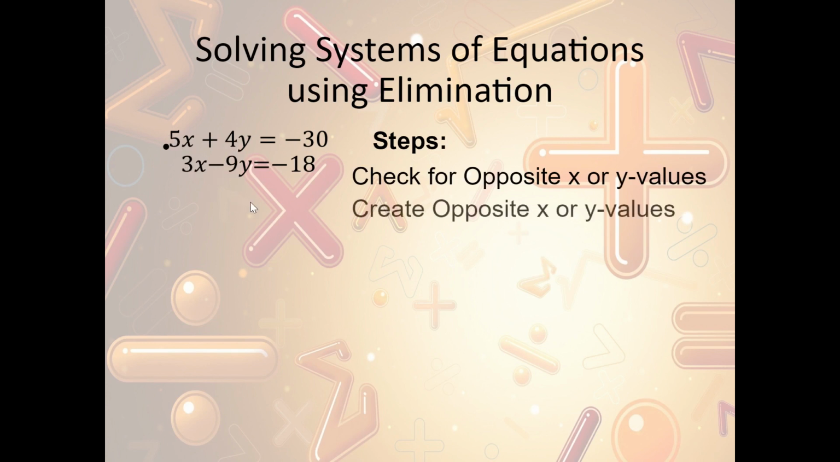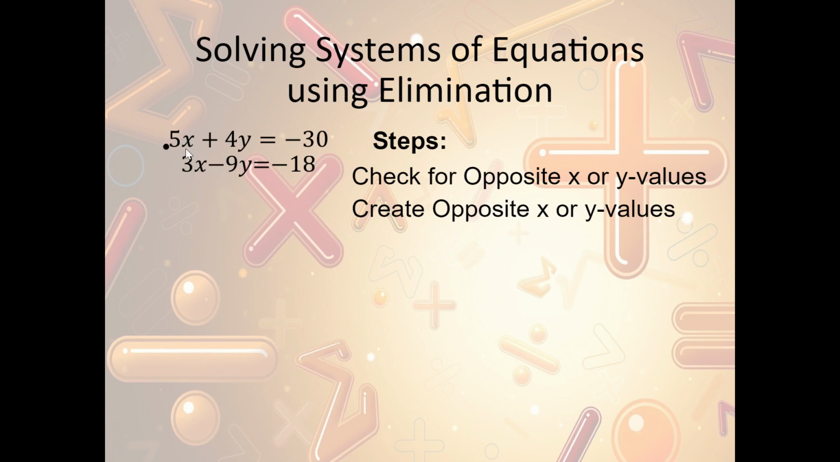So we're going to have to create opposite x or y values by multiplying. Now on all the previous ones, one of the coefficients was a factor of one of the other coefficients. So we were able to just multiply one of the equations. Now what we should notice though is I can't multiply 3 by anything to get 5. And I can't multiply 4 by anything to get 9. So I'm actually going to have to multiply both of the equations now.